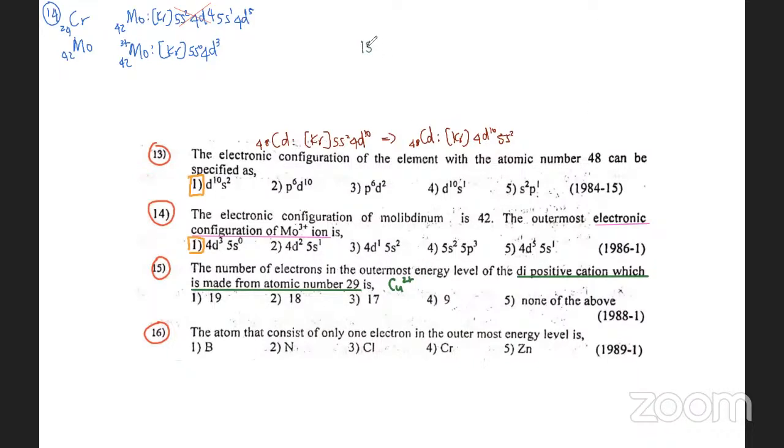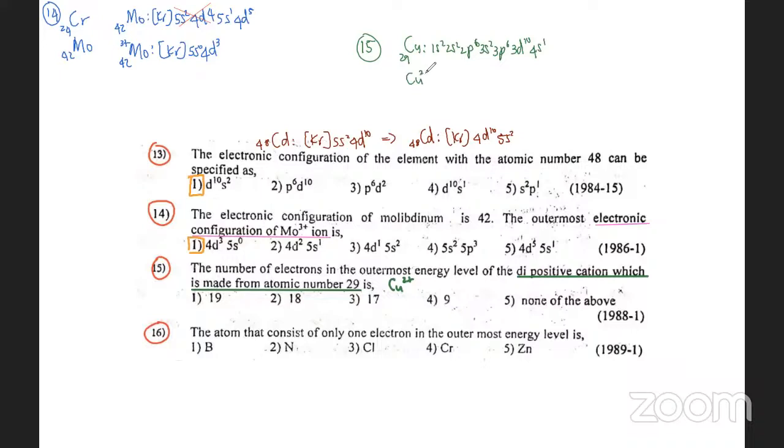We know copper is atomic number 29. It goes like this: 1s2, 2s2, 2p6, 3s2, 3p6. I'm writing it in tense like this. It should be 3p6, 4s1, 3d10. Right, so it's 3d10, 4s1, people. That is for copper.